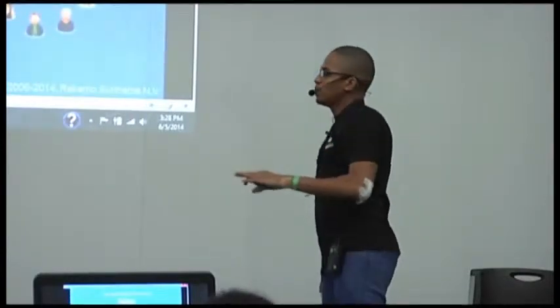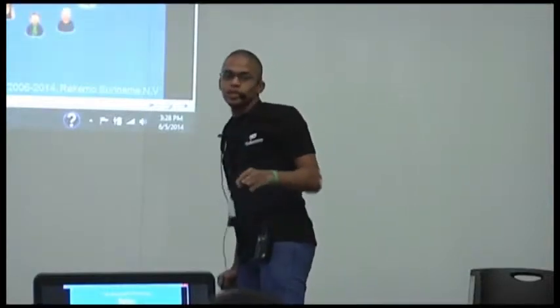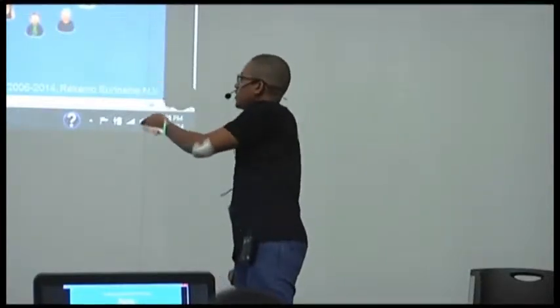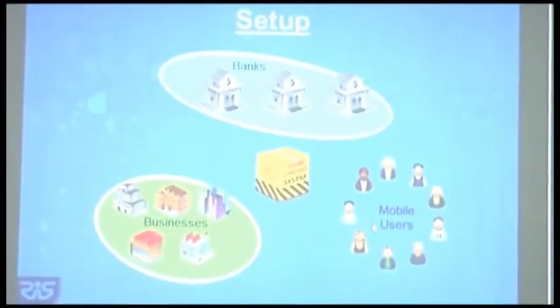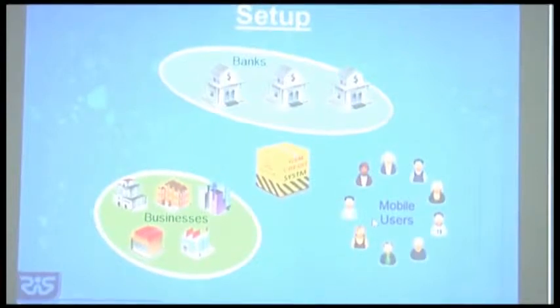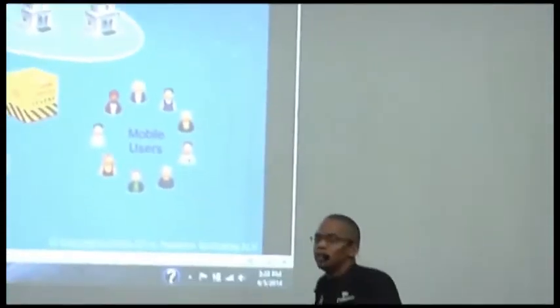The system setup consists of 4 groups. In the center we have the GSM credit system, and the GSM credit system runs on our servers. And we have banks. Banks manage the bank accounts on which the money that covers the GSM credits is stored. We have mobile users or clients. Those are people like you and me. And then we have the businesses.